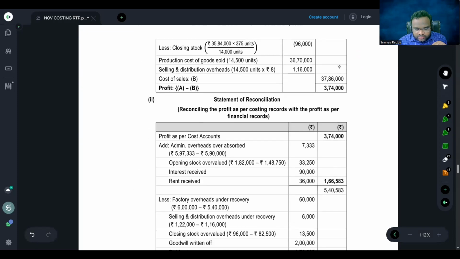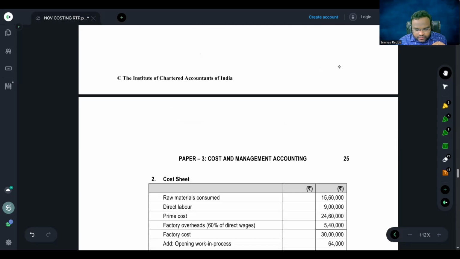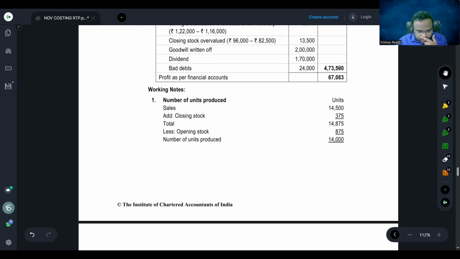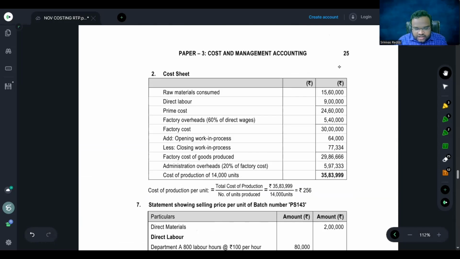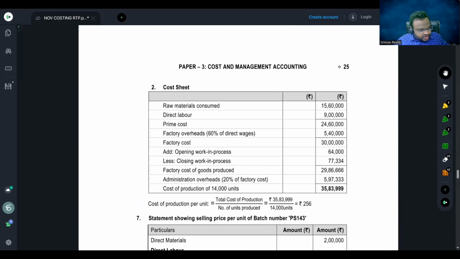Let us go to the number of units produced we have worked out. So sales is 14,500. We have added closing stock and reduced opening stock for calculation of production. Opening stock plus production minus closing stock is equal to sales. We have worked out the reverse way to get the production. Let us work out the cost sheet. How much is the raw material consumed? Raw material consumed.